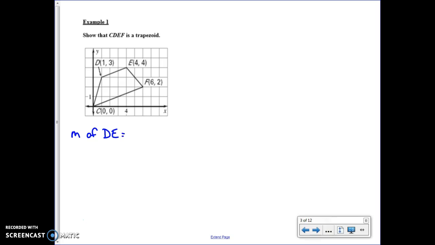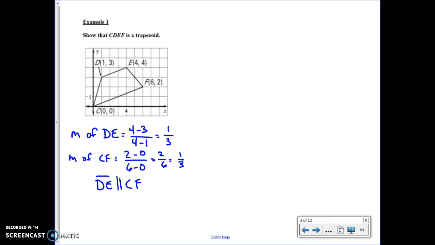So we subtract the y values, so 4 minus 3. And we subtract the x values in the same order, so 4 minus 1. So 4 minus 3 is 1, 4 minus 1 is 3. We get 1 over 3. The slope of CF then is 2 minus 0 and then 6 minus 0. So we get 2 over 6, which is 1 over 3. So then DE is parallel to CF.